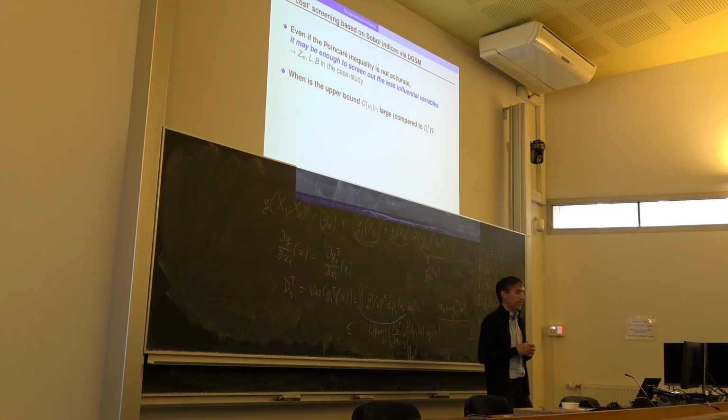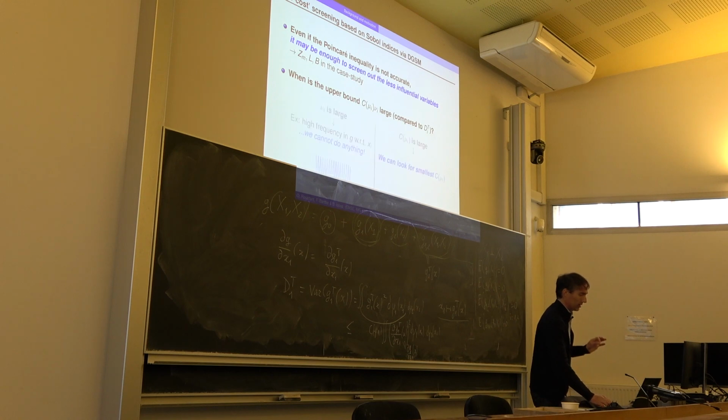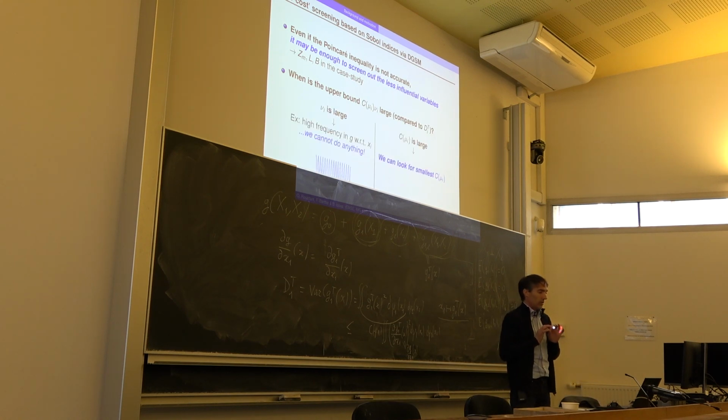So the question is, what does it mean when the upper bound is large? The upper bound has two terms. It's a Poincaré constant multiplied by the DGSM. So you have two possibilities. It can be that your DGSM is large. This can happen if your function is oscillating with respect to one variable. When you compute the derivative, it is crazy, and the variance of the derivative is very large. So you have no chance to improve anything in this case.